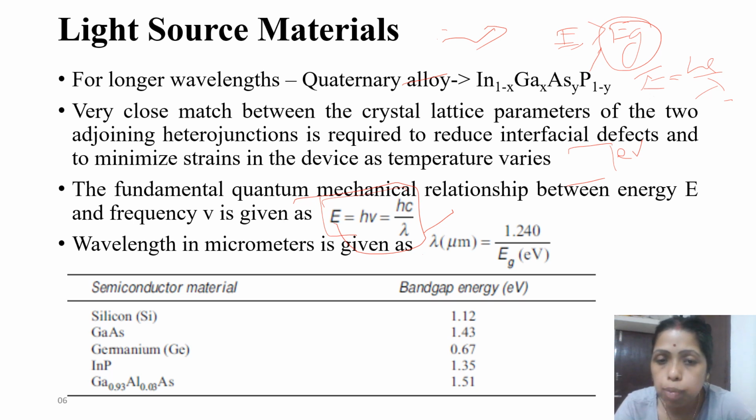This is the most familiar, most popular formula. If you put the hc value, then the value will be like that: Eg is equal to 1.24 by lambda, where lambda is in micrometers and Eg is in eV. So these are the band gaps for silicon, gallium arsenide, germanium, and indium phosphide. Gallium arsenide and indium phosphide, these kinds of materials are most widely used for light emitting devices.